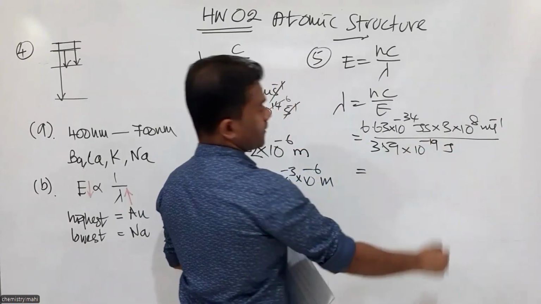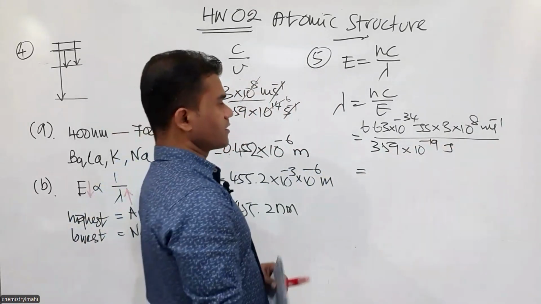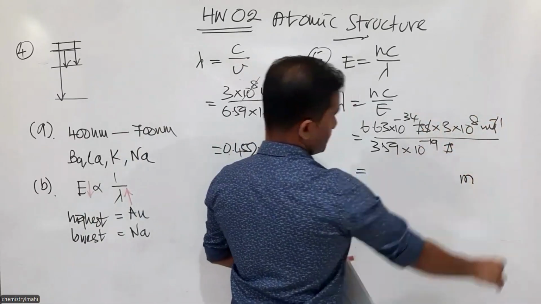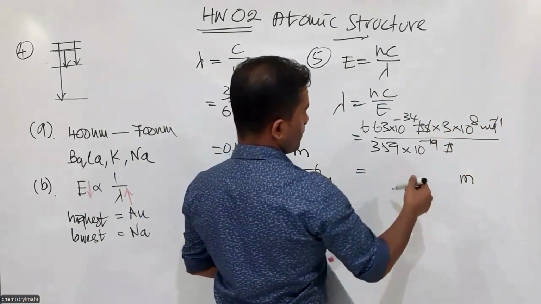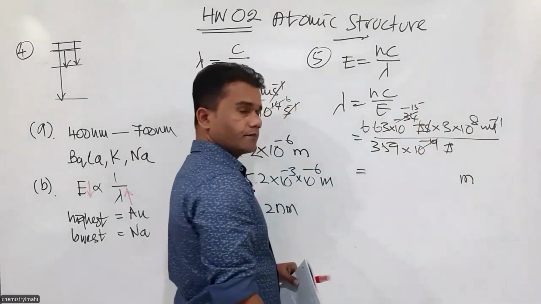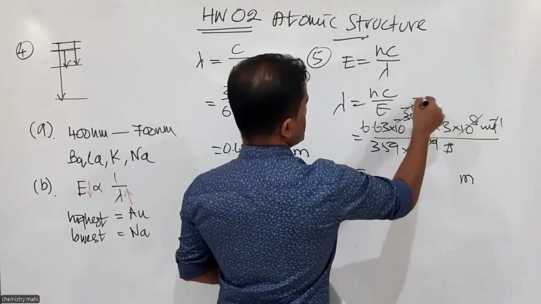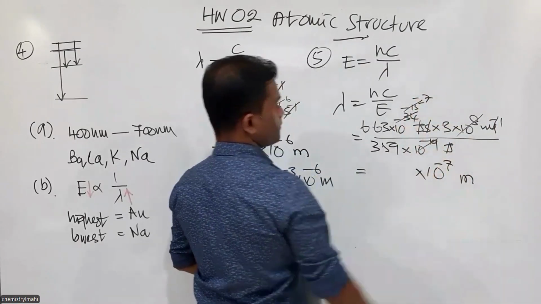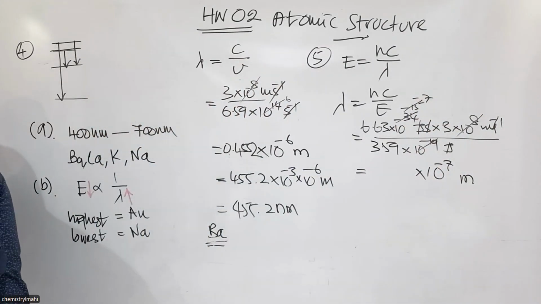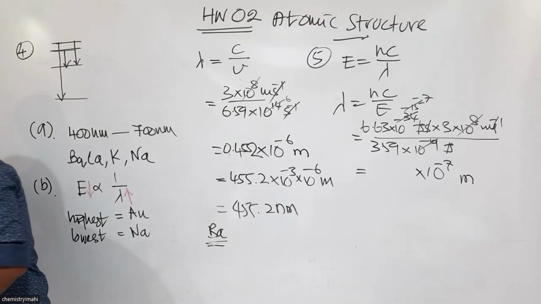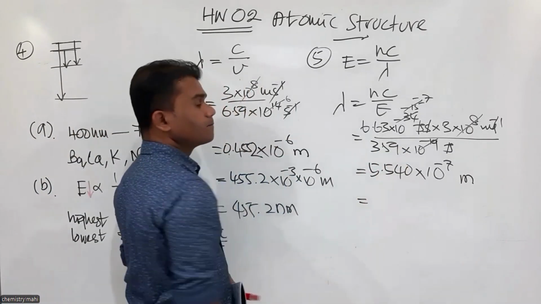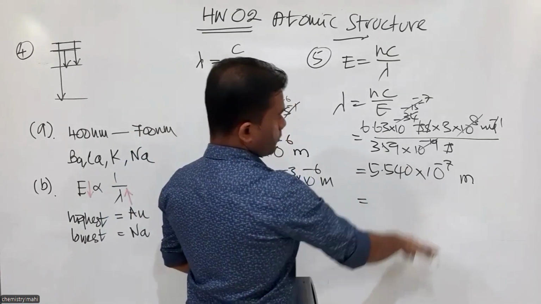As I advised in the class, first simplify the units. Joule cancels, second per second cancels, and we end up with meter. Then simplify the powers of 10. 10 to the power of minus 19 here, minus 15, so 10 to the power of 8 minus 15 is minus 7, 10 to the power of minus 7. Then 6.63 divided by 3.59, we get 5.54, so 5.54 times 10 to the power of minus 7.